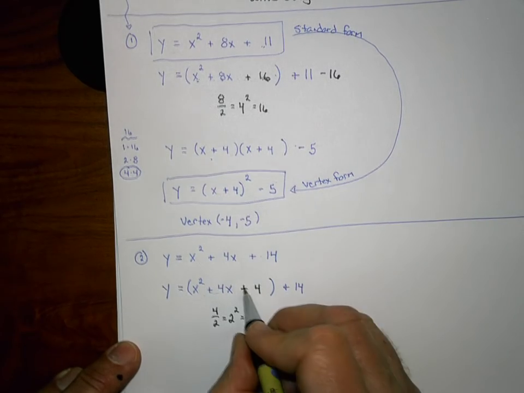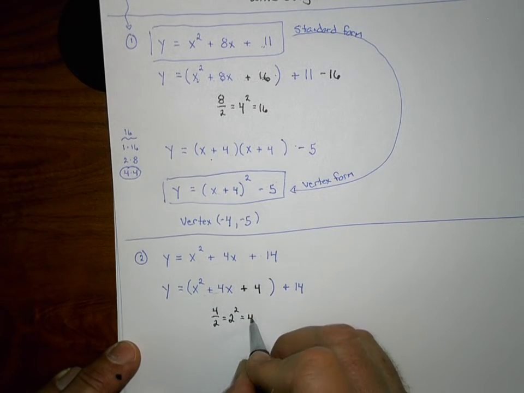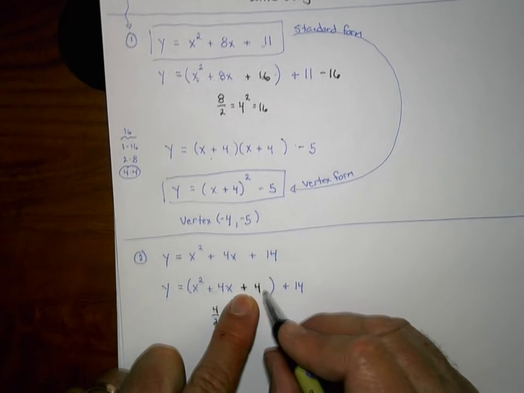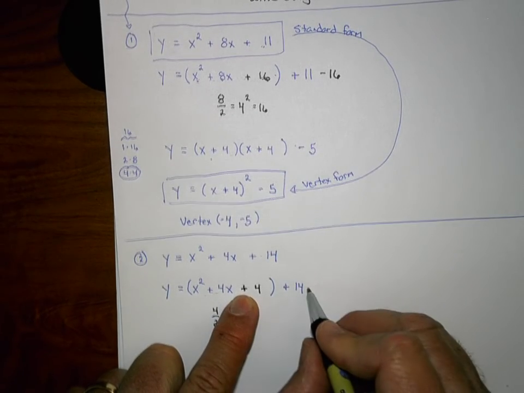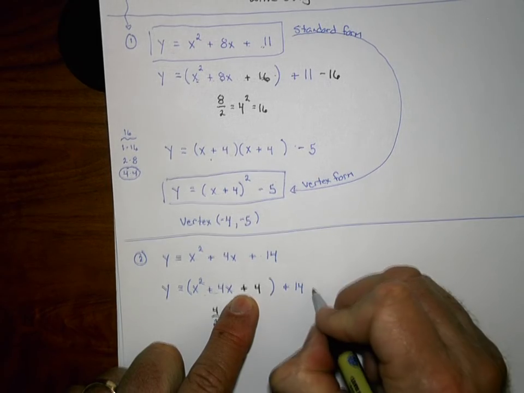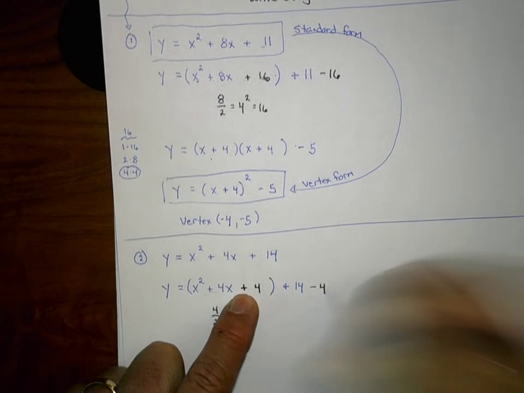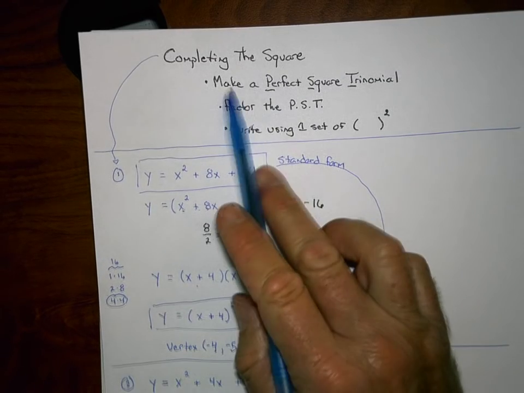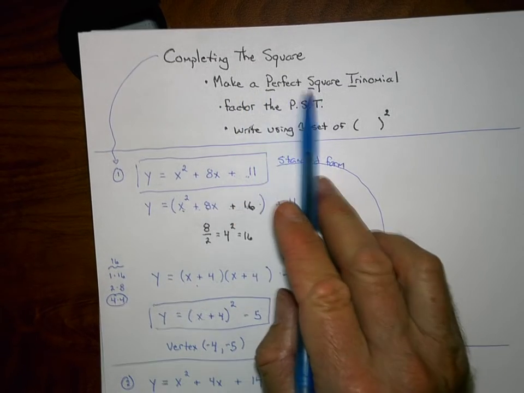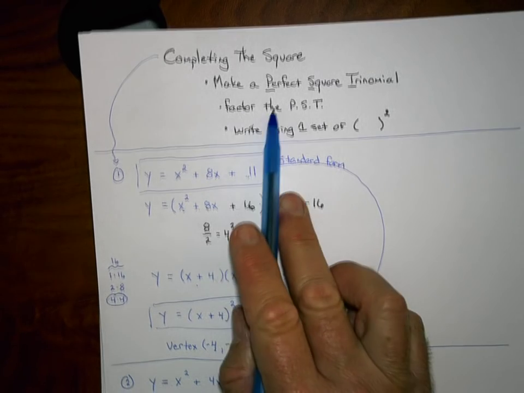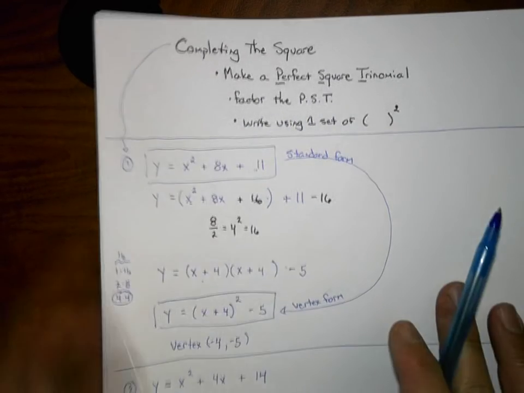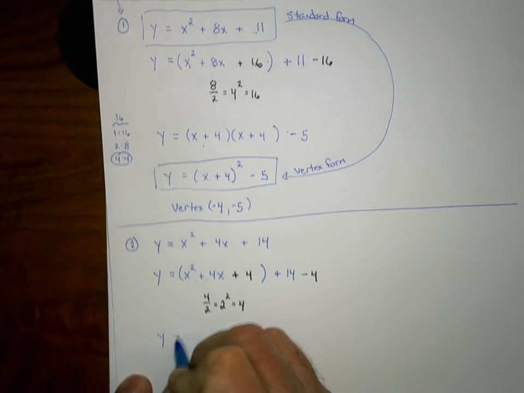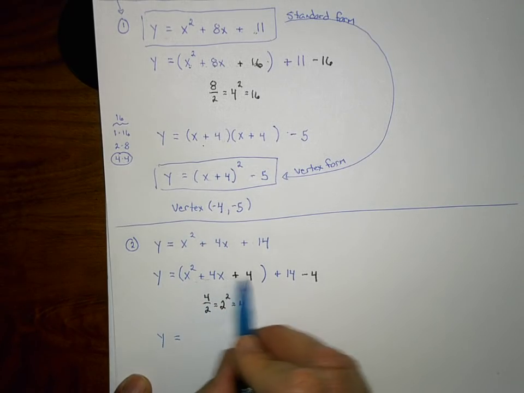Why did I put a plus 4, not a minus 4? Well, that 4 is positive. Now, if I put a plus 4 inside the parentheses, what do we have to put on the outside of the parentheses to balance it out? We put the opposite, a minus 4. So when I'm completing the square, I make a perfect square trinomial. Now I'm going to factor the perfect square trinomial. I'm going to leave the y, then factor this trinomial.